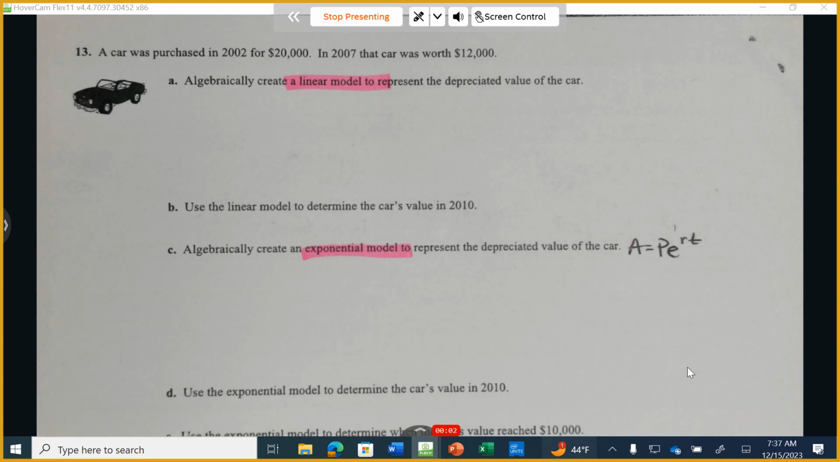We are going to examine how we can take the exact same problem, and we could use either a linear model or an exponential model in order to predict the value of a car later in time. So let's go ahead and write this.